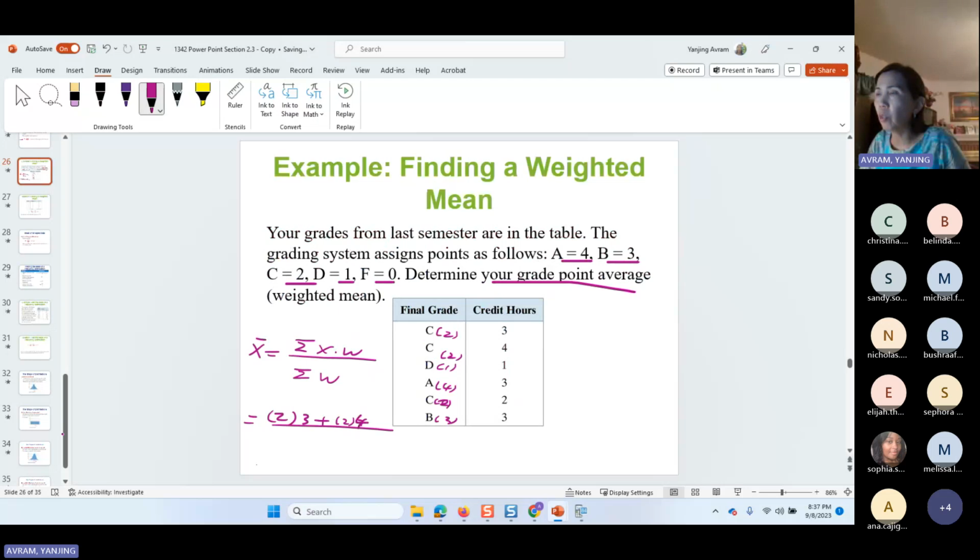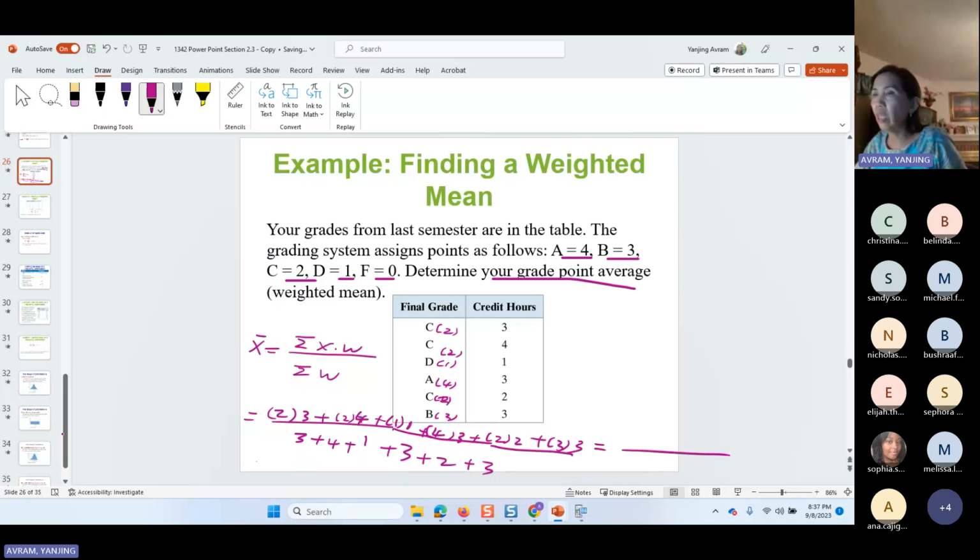This second one is 4 credit hours, so that's 4, right? So we have a 3 credit hour plus 4 credit hour plus 1 credit hour. This 1 credit hour got a D, so that's 1 times 1. And then plus 4 times 3 plus 2 times 2, and then plus 3 times 3. So we add the weights together, that's 3, 2, 3. So we have to do the calculation.